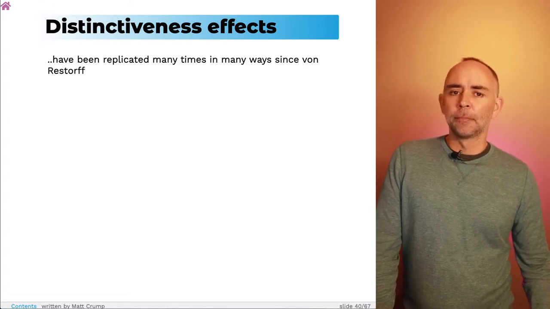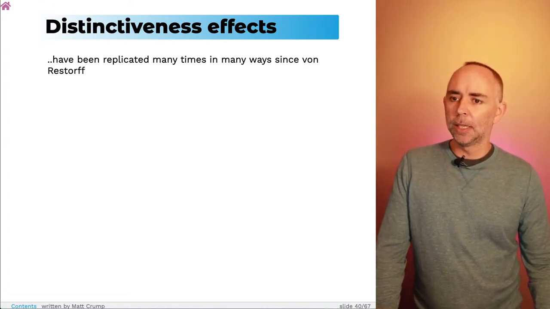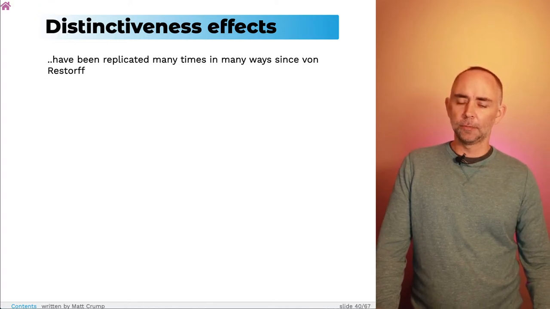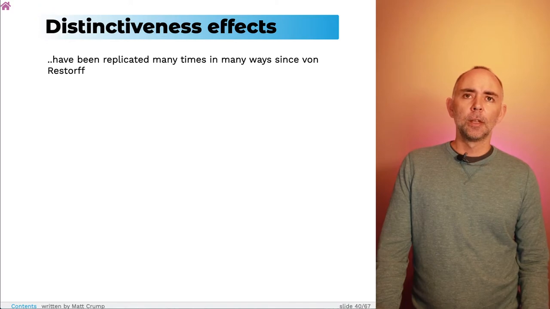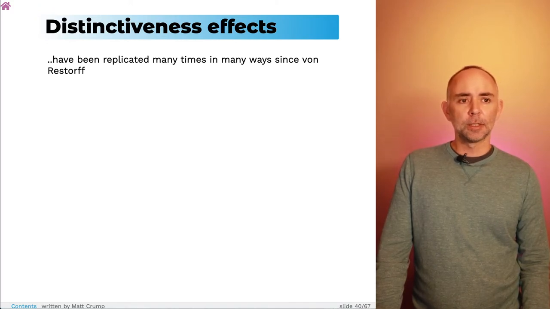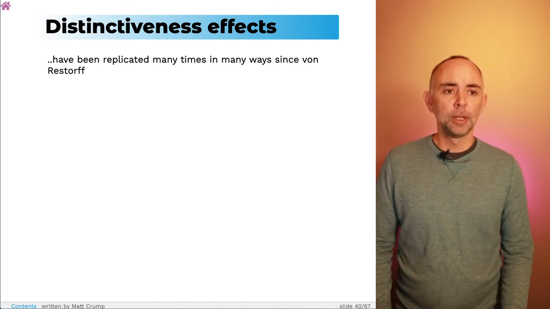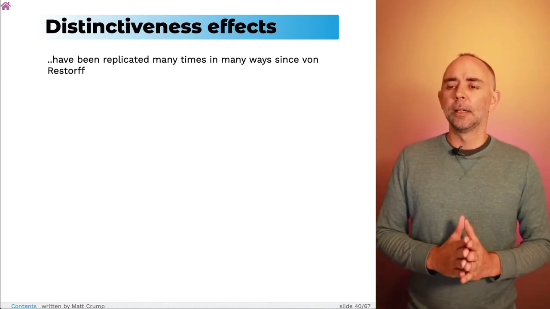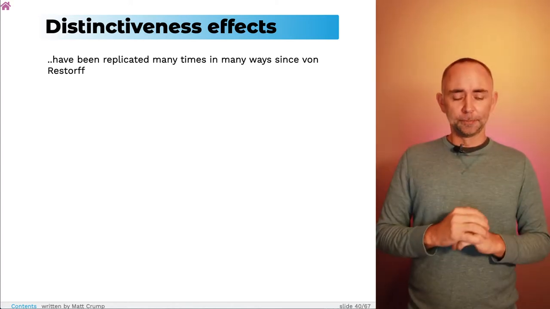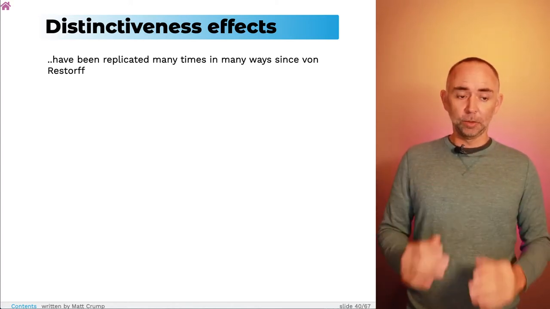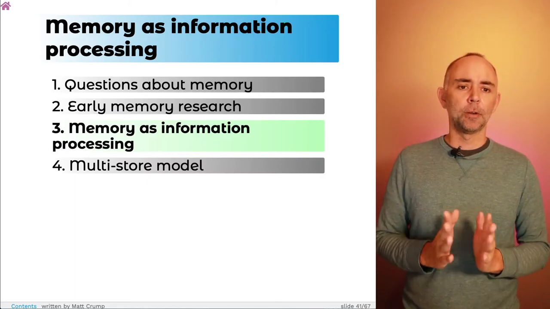All right. I mentioned before that distinctiveness effects have been replicated many times and in many ways since von Restorff. So people are pretty confident that distinctiveness is an important feature of memory. And there's still a lot of big questions about how to make something distinct, but we do think that's very important. That brings us to the end of part one.